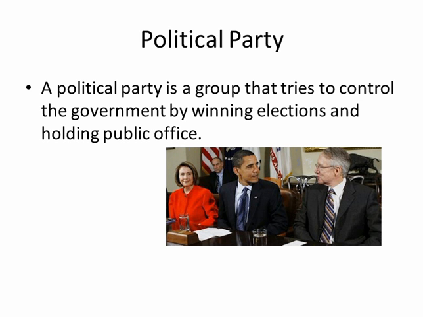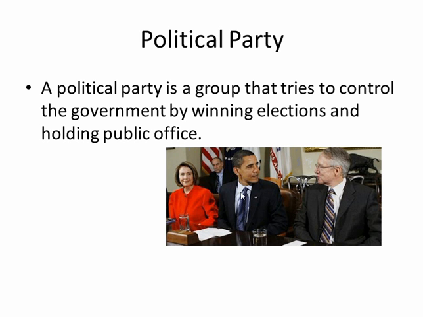Political party, what is it? It's a group of people that try to control the government by winning elections and holding public office. Let's take, for example, in the United States, the Democrat Party, or the Democrats. They're a group of people who are trying to control the government. How are they going to do that? They're going to win elections and hold office.